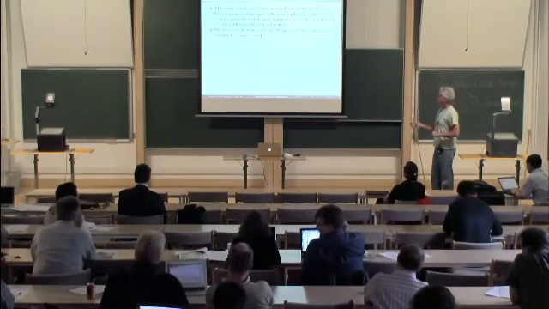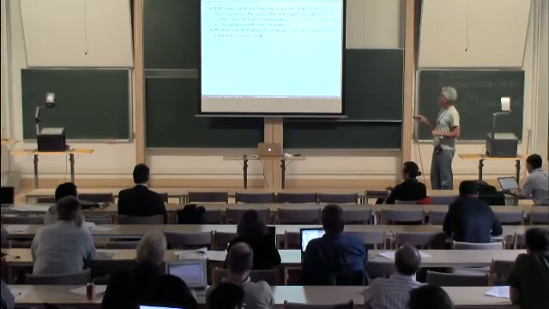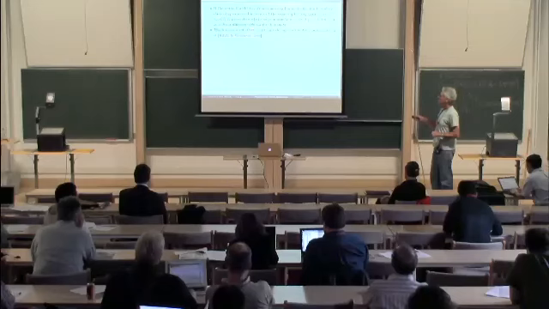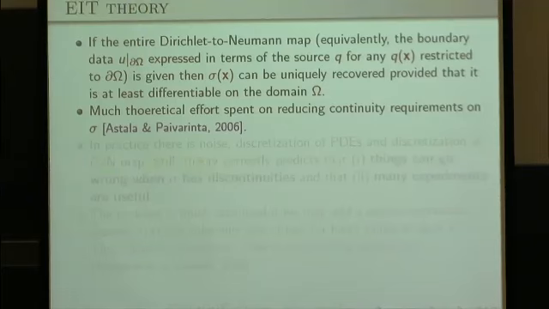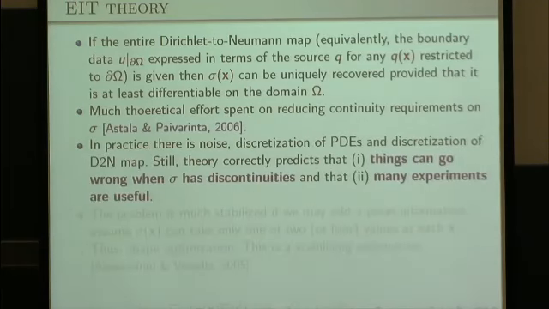The point that I would like to draw from this work, in fact, it's a whole long sequence of efforts that try to prove that if the entire Dirichlet to Neumann map is given, then the conductivity sigma of x is uniquely recovered. The idea is to try to make such statements based on weaker and weaker assumptions of continuity on the conductivity sigma.